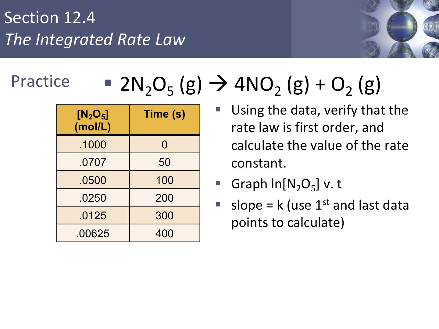All right, let's go ahead and try one here. This says: using the data, verify that the rate law is first order and calculate the value of the rate constant. Graph the natural log versus time and find the slope. So this is what we're going to do.